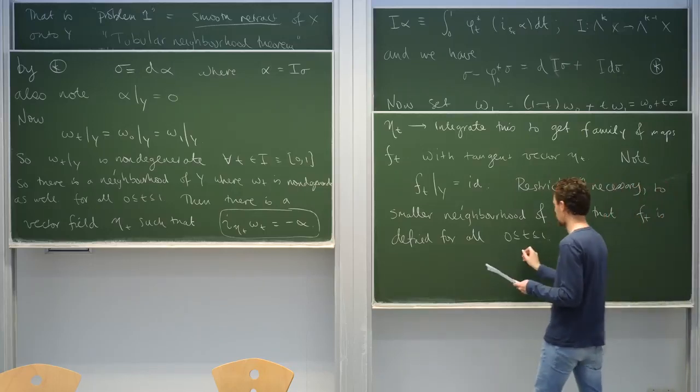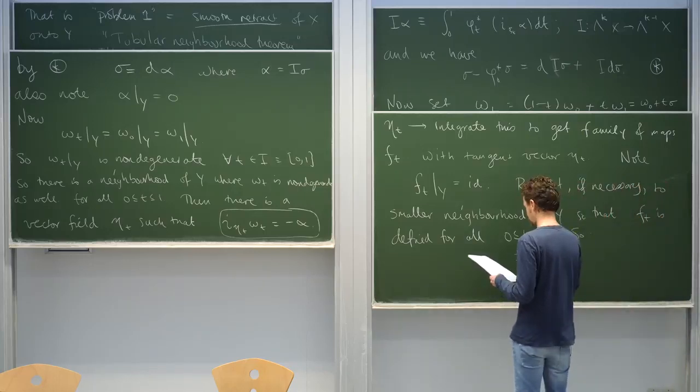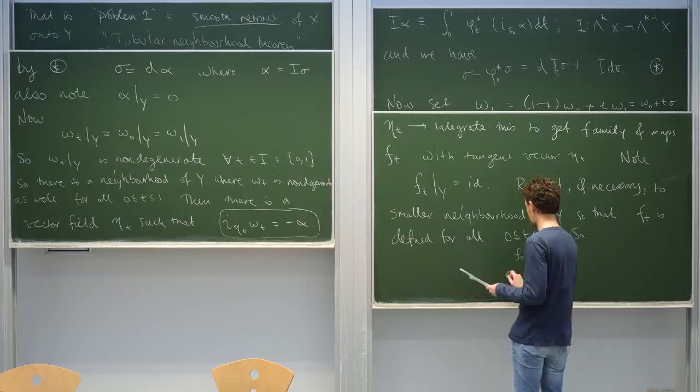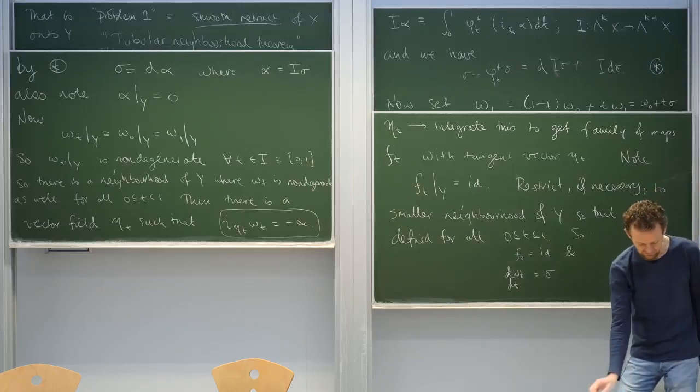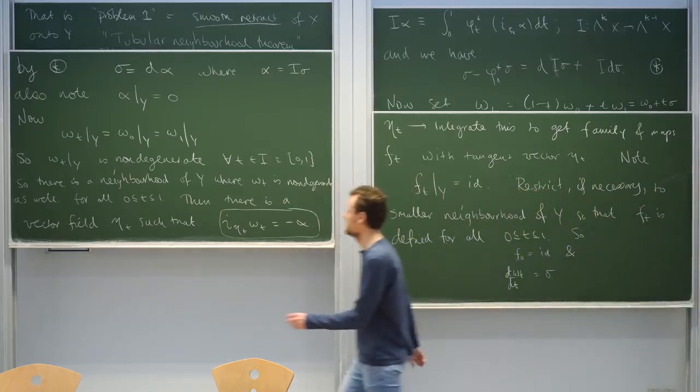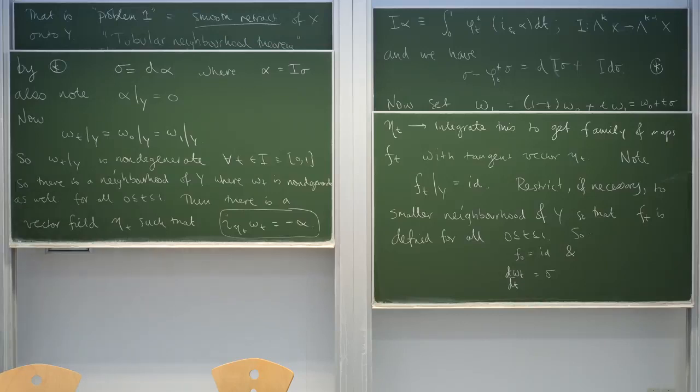So summarizing what we know: f_0 is the identity, and d omega_t/dt is sigma, and then when we put this together with our final equation, we will get the thing that we want.